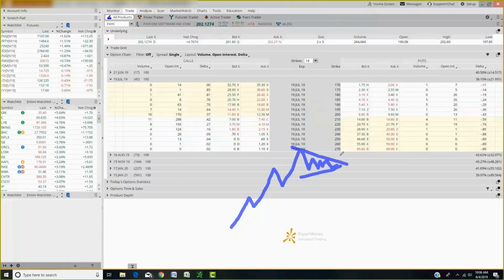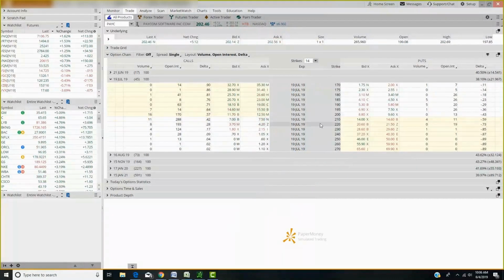I said a little bit. We still want it to go up. But here's how we do it. We take this first strike out of the money. Okay, out of the money is going to be the 210. The 210 is the first strike that's above the 202.